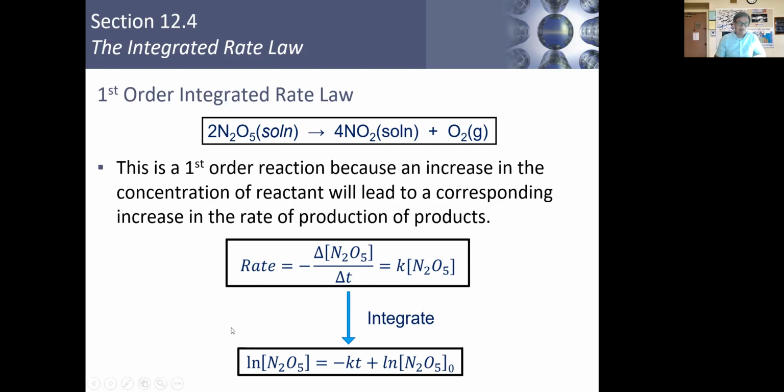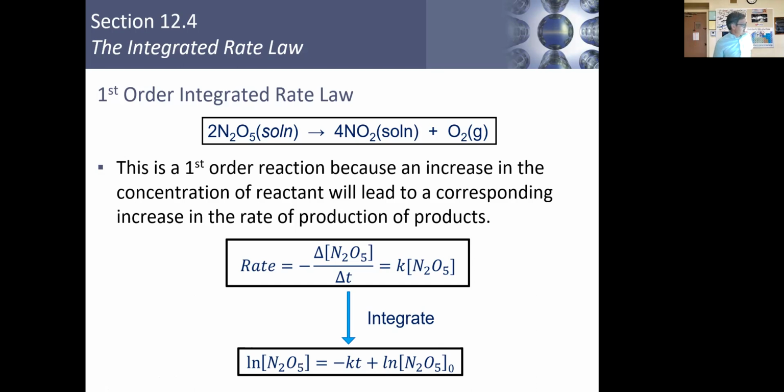But like I said, you don't need to know how we get from the top equation here, which is the differential rate law, to the integrated rate law here. And these two are rate laws for first order reactions. So this is the format right here. This is the integrated rate law for a reaction that is first order in nature.